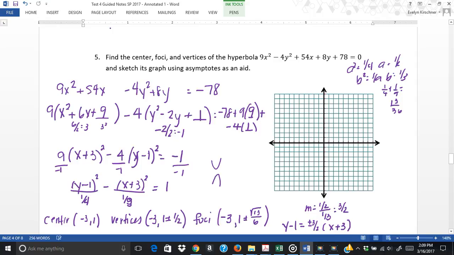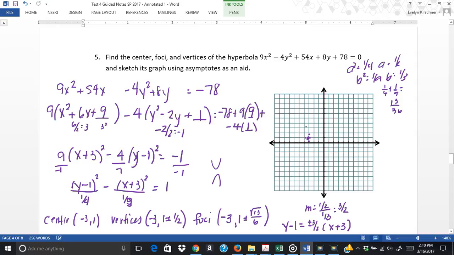And now I have to graph it. So the way I like to graph it is I'm going to put my center in at negative 3, 1. In this direction, I'm going up by a half. There's my vertices, and my foci are a little bit further out. And then my b is 1/3.